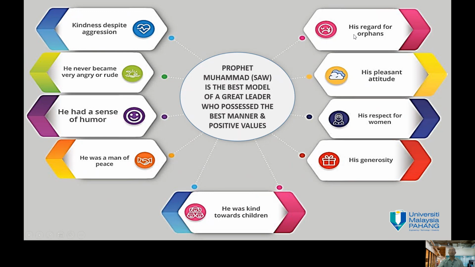He displayed something worth following for children. And his regard for orphans, he was always good in serving orphans. And his pleasant attitude meant that everyone around him was so comfortable with him. His respect for women, and lastly he was so generous to all kinds of people regardless of their background. The Prophet Muhammad was always generous to them. So what we are sharing here are some characteristics of good manners from the Prophet Muhammad that we can apply to ourselves. All right, we go to the next.